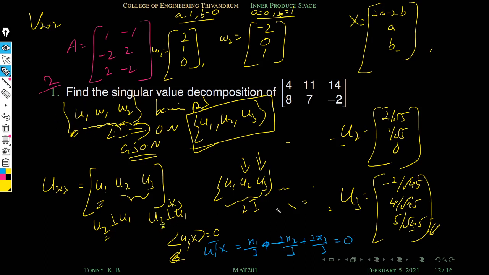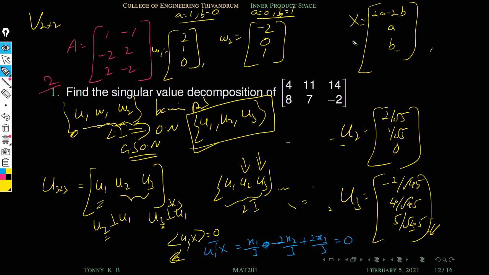How to construct this orthogonal basis? We know that a new vector x should satisfy the condition u1 transpose x equal to 0. By solving this equation, we get x like this. These are all the possible x's satisfying this condition. Out of this collection, we have to pick 2 vectors such that the new set is a basis.